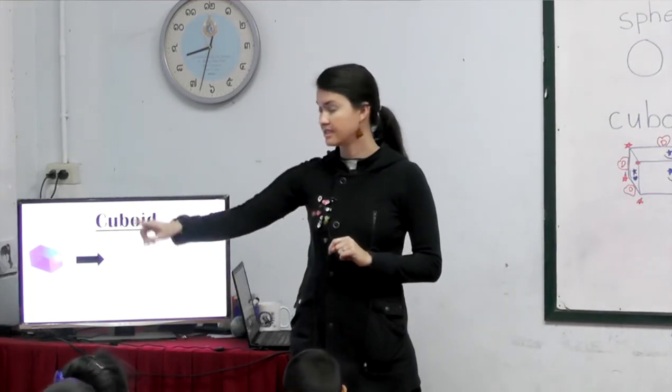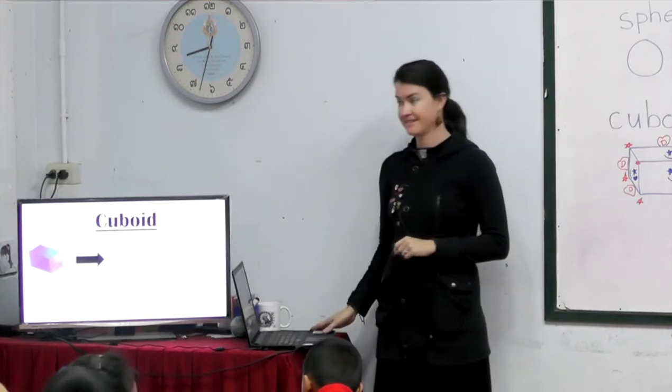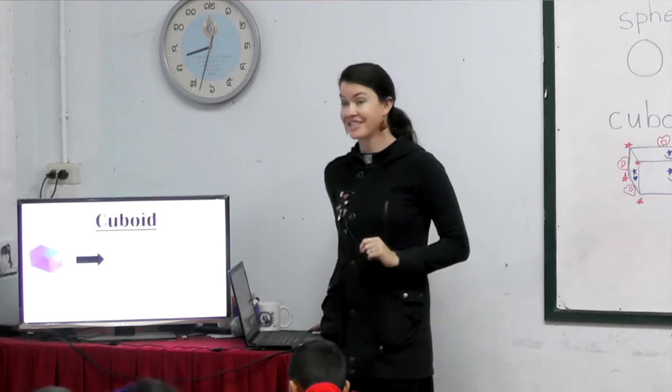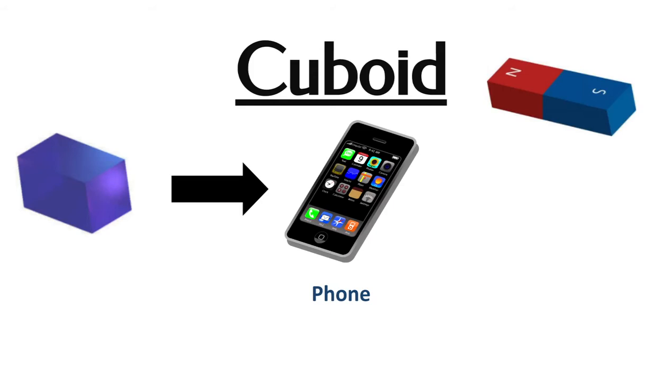And like the speaker has volume. Good. Yeah. And the refrigerator. Good thinking. What else is a cuboid? Our cell phones can be a cuboid. What is this? A magnet. The bar magnet can be a cuboid that we use for our math lessons.